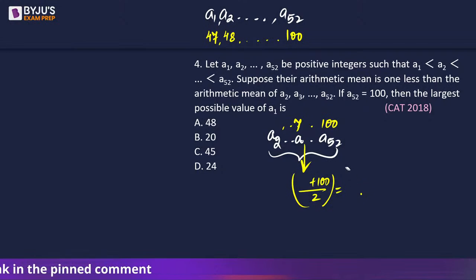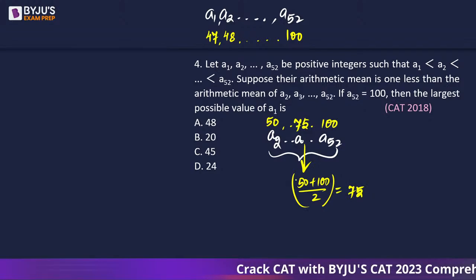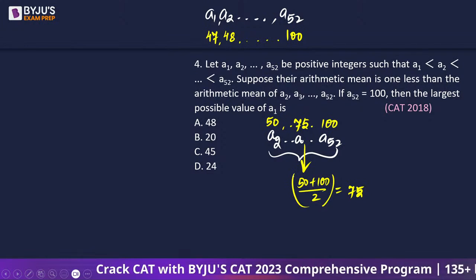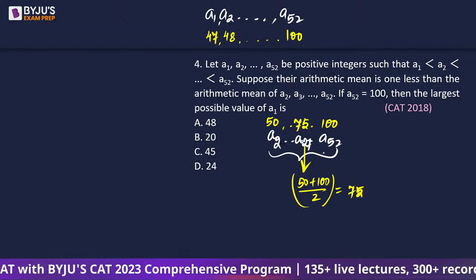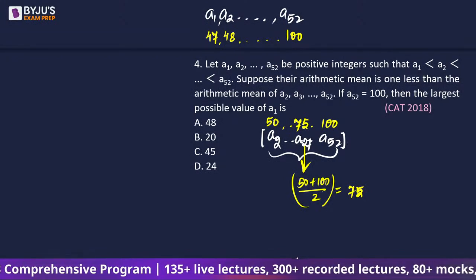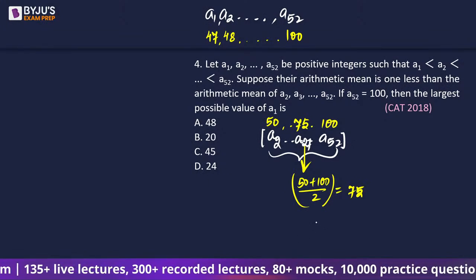This is supposed to be 50. 50 minus 2 is 48, 100 minus 52 is 48. So 50 plus 100 by 2, so this is 75. And if it is 75, then 75 minus 48 is 27. So the 27th term is going to be the average of numbers from A50 to A52. Okay, that part is done.